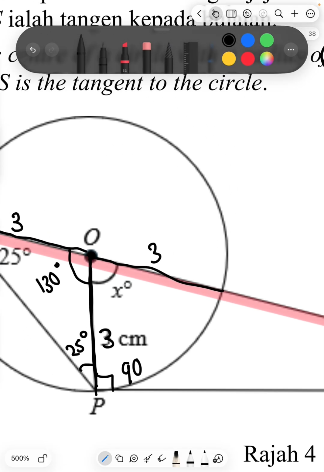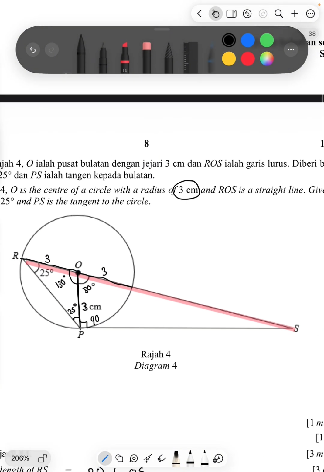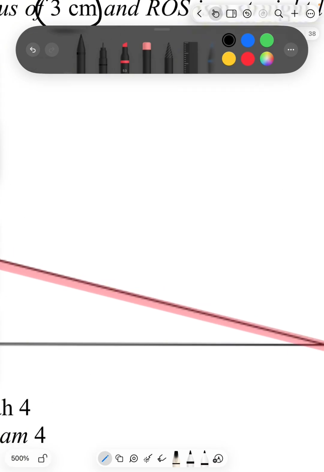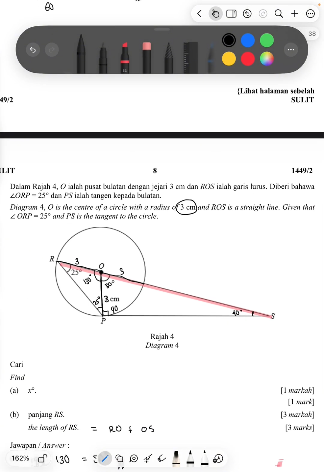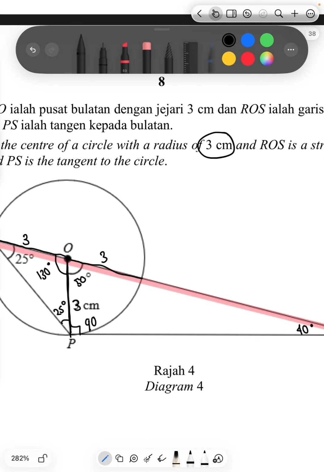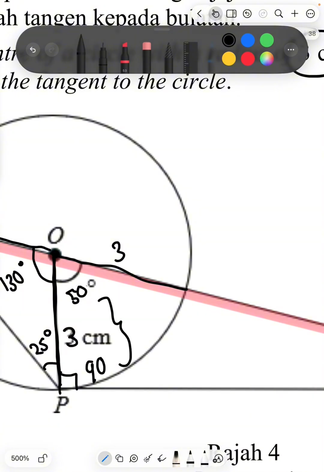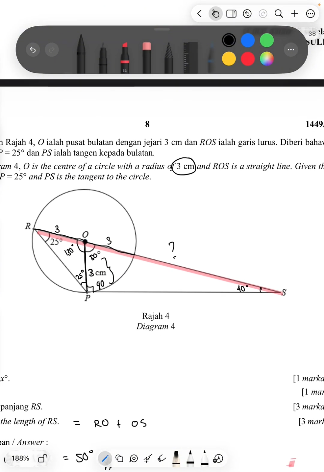We already know that X is actually equal to 50 degrees. So we can find this angle. 180 minus 50 minus 90. So here is equal to 40. The tip is to just list whatever information you know, because it will be useful for you. Okay, I know this, but I don't know this. And I don't know this.